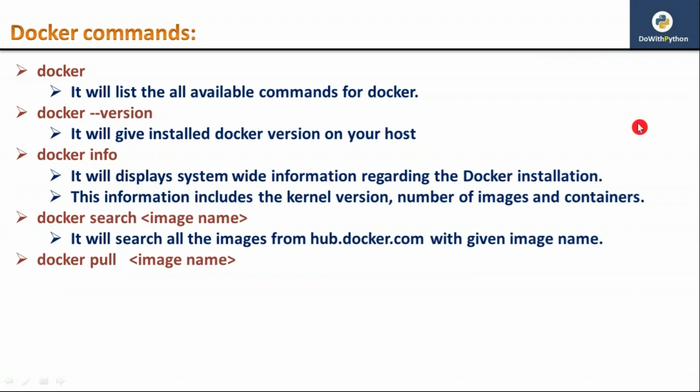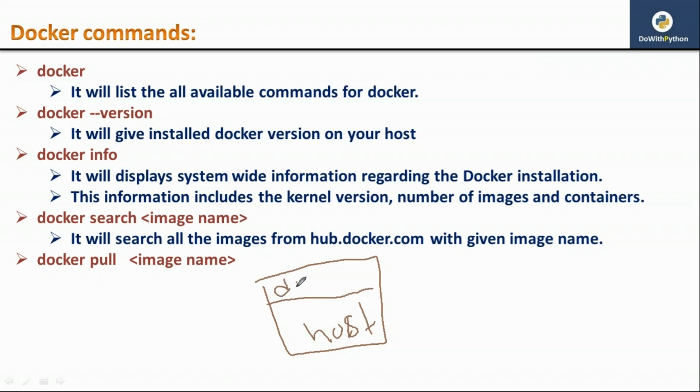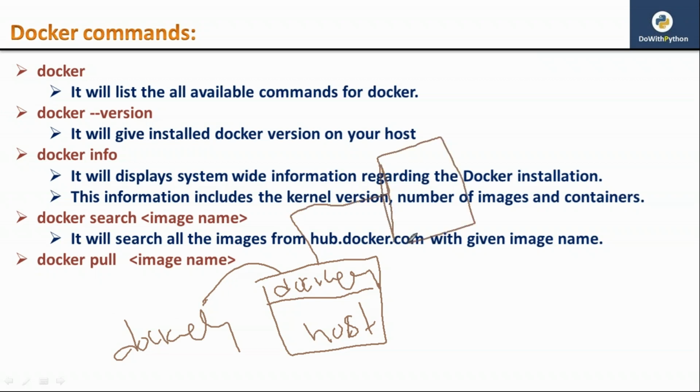So on top of your host system you have Jenkins; just assume this is your host operating system. On top of this, you have your Docker engine, right? Now, whenever you are working with the Docker engine with the help of the Docker client, with some commands, first your Docker engine will search for the image in your local repository. If it is not there, it will connect with hub.docker.com and download it from there.